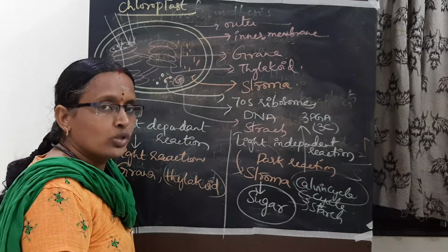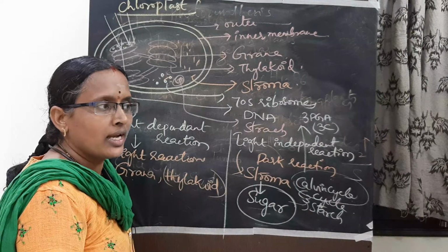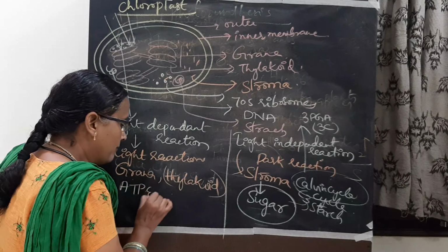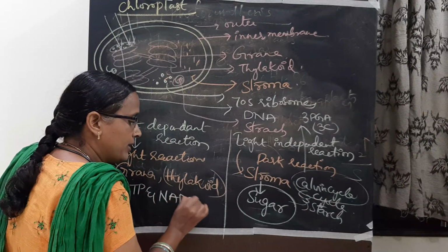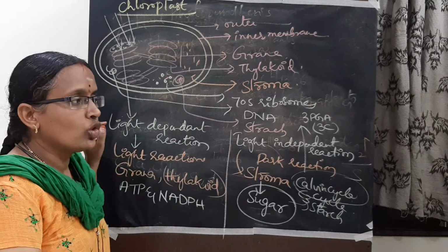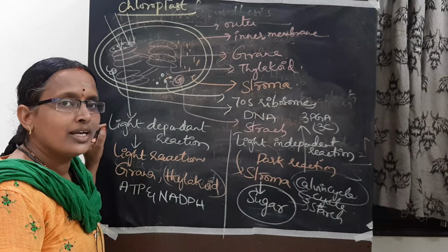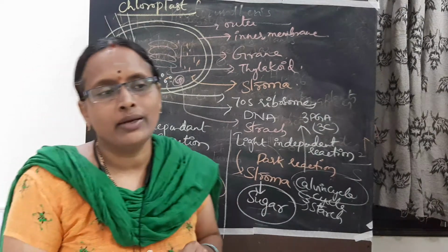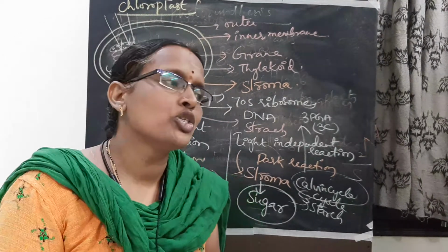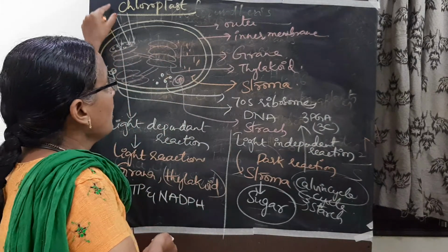In photosynthesis, there are two types of reactions. Some reactions depend on the light. Without light, there is no formation of ATP and NADPH. These are the assimilatory powers. Photophosphorylation. Phosphorylation means synthesis of ATP and NADPH2. So synthesis of ATP and NADPH2 takes place in the presence of light only.